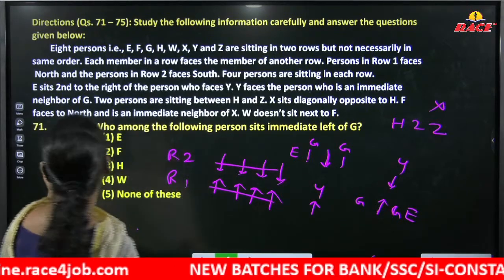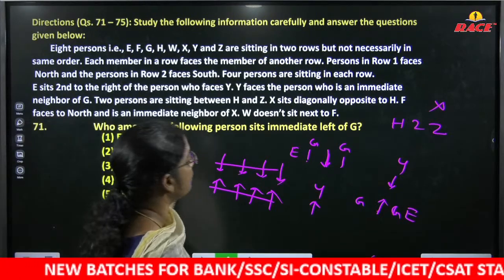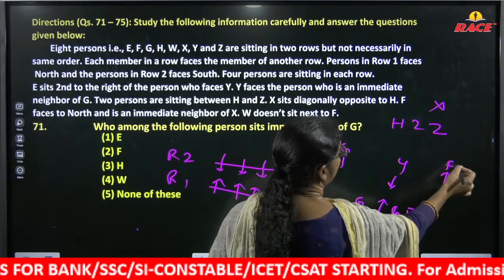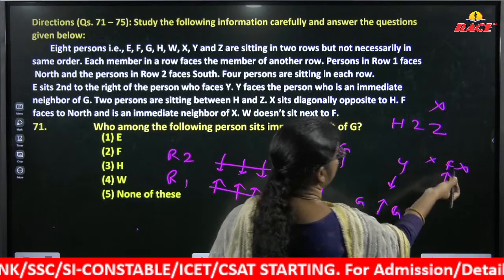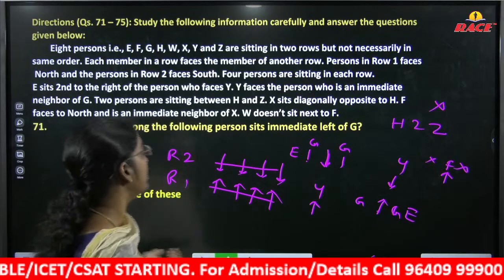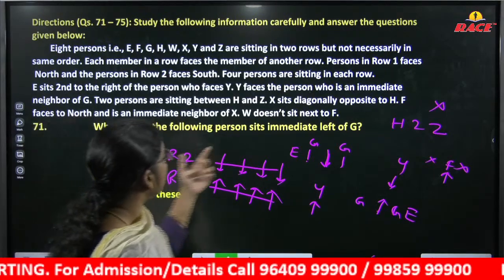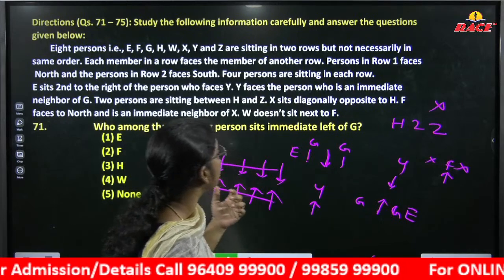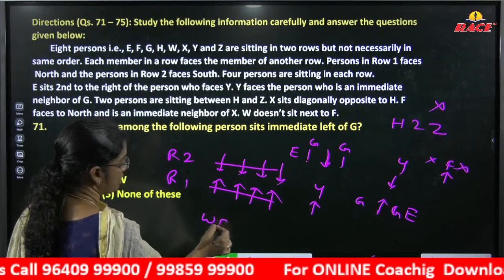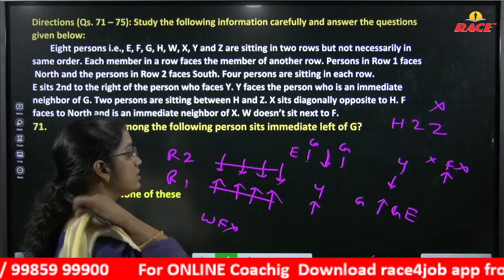Then F faces north and is an immediate neighbor of X. So the information is that F faces the north direction and X is an immediate neighbor of F. That means X may be to the left side of F or the right side of F. We don't know exactly, but definitely X is an immediate neighbor of F. Then W does not sit next to F, so these two persons are not immediate neighbors. These are the basic pieces of information related to your question.